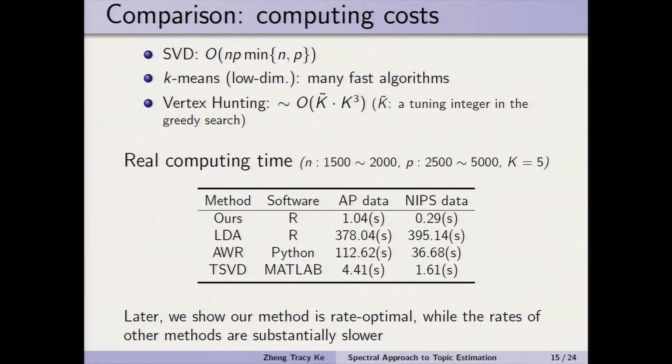The SVD is quite manageable, even for very large scale data. We also compare the real running time of our method and those of other methods using real data. This is AP data. This is another very commonly used data set, consisting of NIPS papers. We use the same K for all the methods for a fair comparison. You can see that our method is hundreds of times faster than the popular LDA, and this other method that relies on the anchor word assumption. TSVD is also very fast. However, our error rate is much better. Later we will show that our method is also rate optimal, but the others are not.